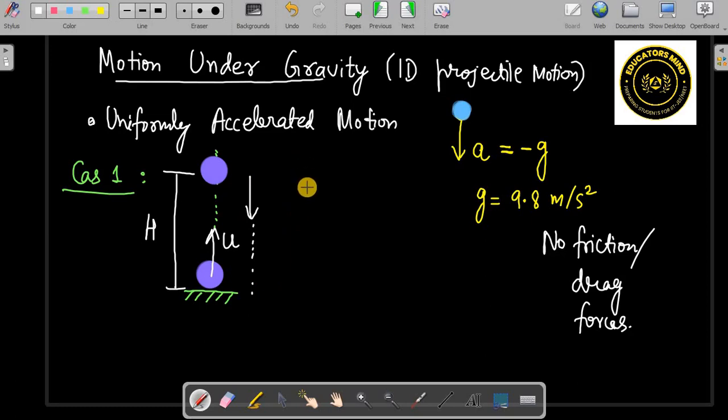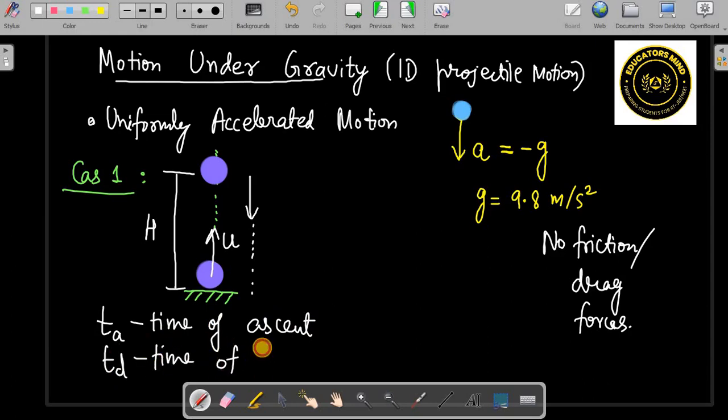What is the time taken to go up? That is called the time of ascent. What is the time of descent, td? And what is the total time, which is time of ascent plus time of descent? This t is the time of flight.